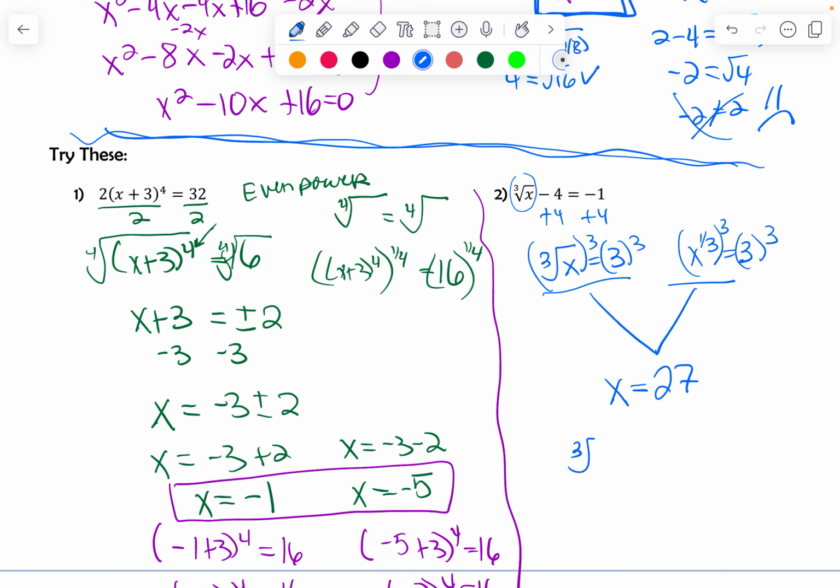And we should just plug that in to make sure. The cube root of 27 minus 4 equals negative 1. I get 3 minus 4 equals negative 1. So I do, in fact, get negative 1 equals negative 1. That's a good answer. Okay?